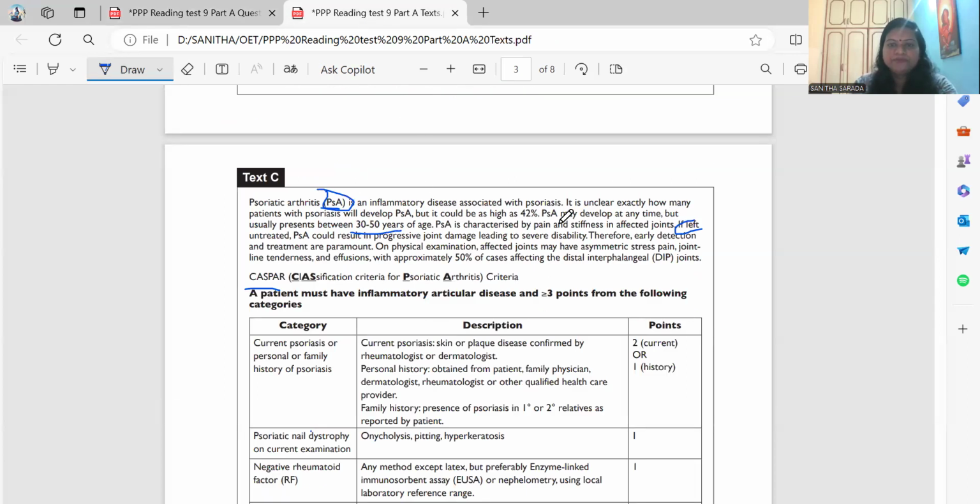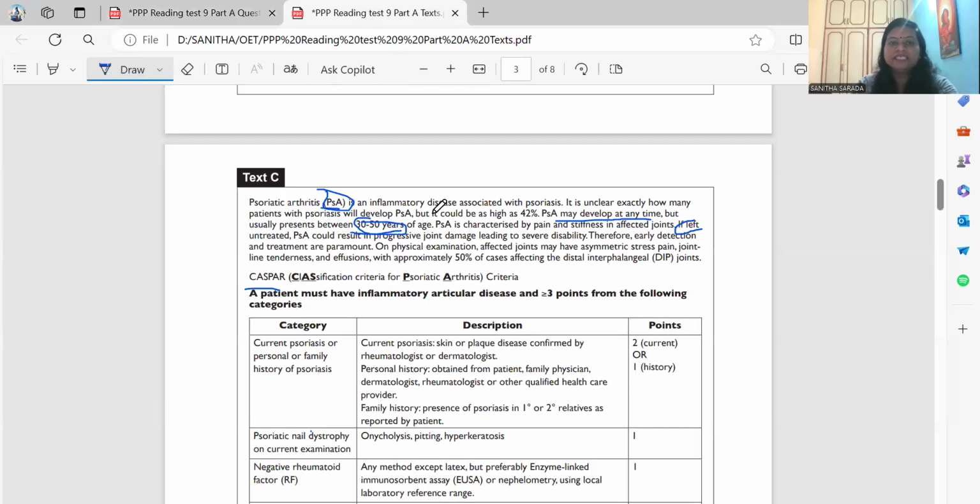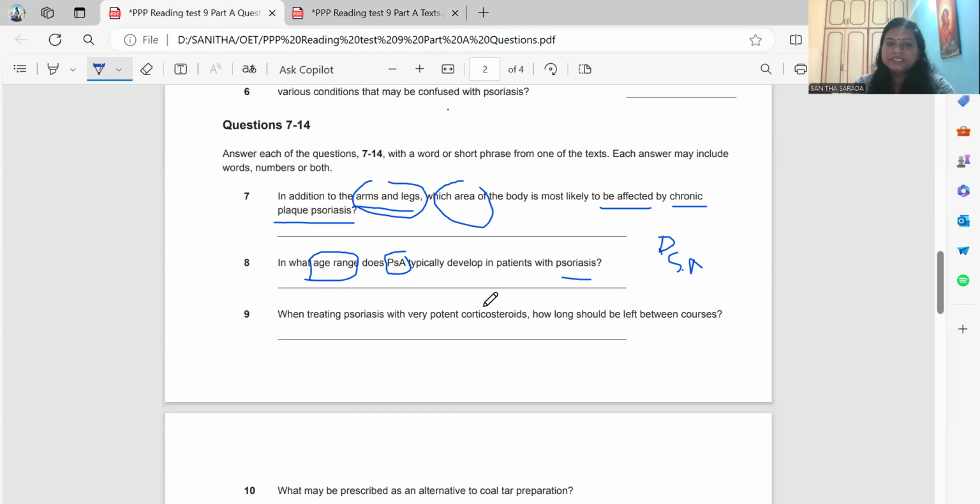PsA may develop at any time, but usually presents between 30 to 50 years of age. What is the question here? In what age range? The range of the age is given, it is 30 to 50 years. So you have to write between 30 to 50 years. Got it? Next question.